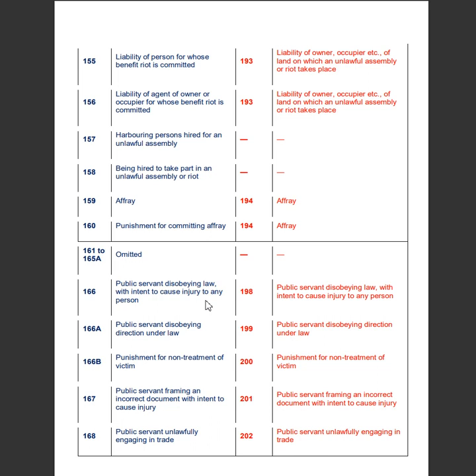Section 168 of the IPC deals with public servant unlawfully engaging in trade, whereas Section 202 of the BNS deals with public servant unlawfully engaging in trade.